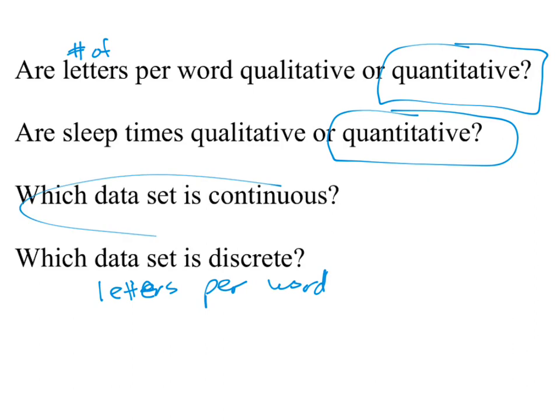And then which data set's continuous? That's going to be the sleep times. And that's because you can sleep 4.8 hours. You can sleep for 12 days. You can sleep for 12 and a quarter days. You can have all the in-between values, down to the second, down to the millisecond, down to the microsecond, whatever. All the in-between values are there. And there you go. Good luck on your assignment.